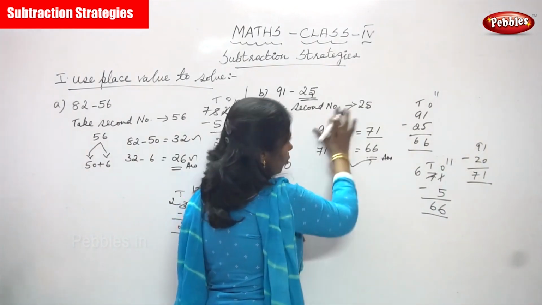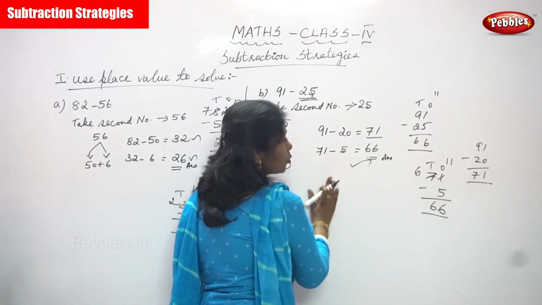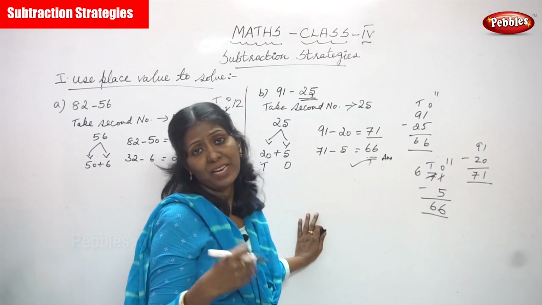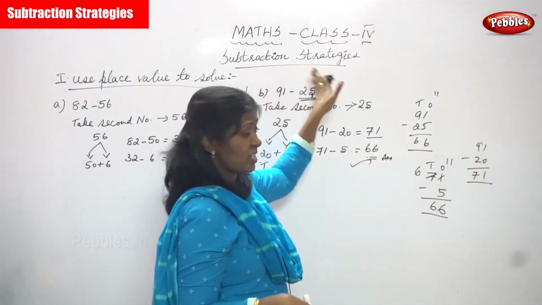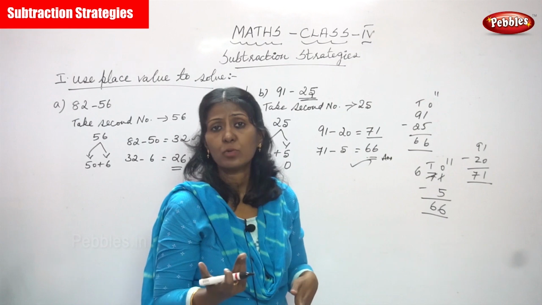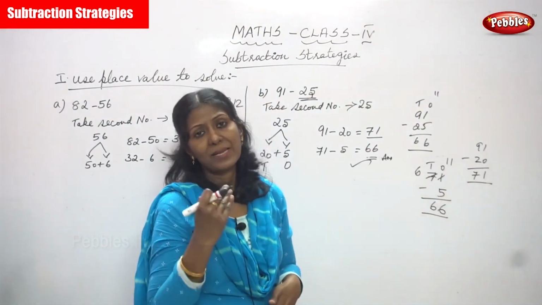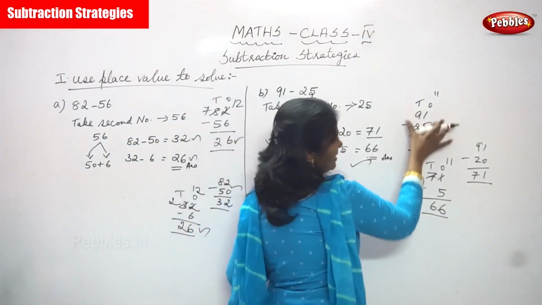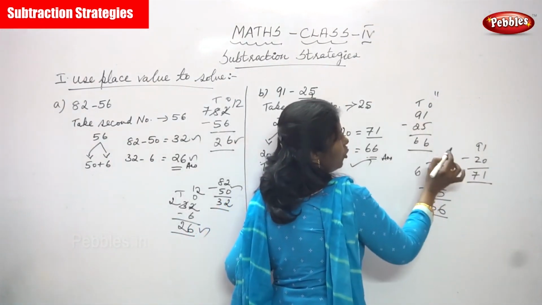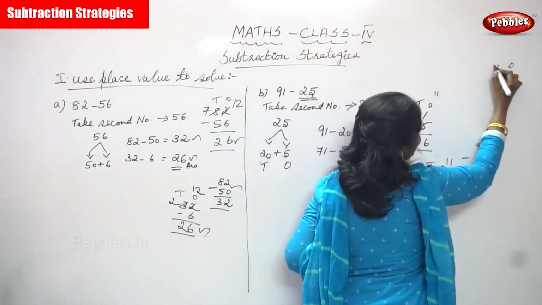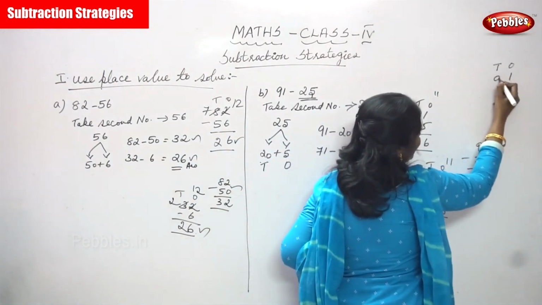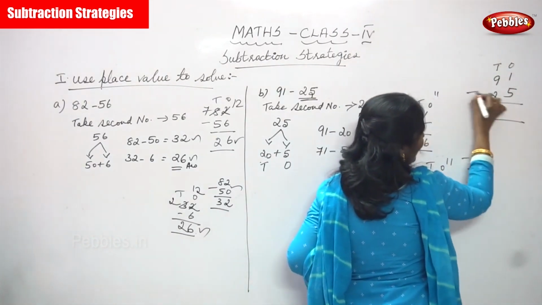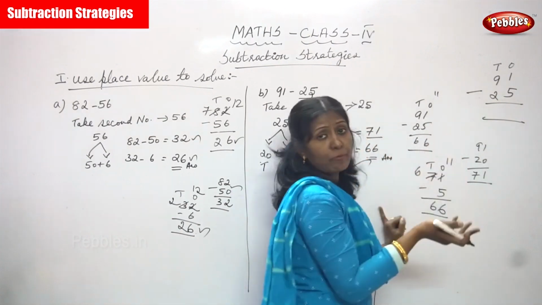So this is the subtraction strategy, and the method we are using is the place value method. But this is a general subtraction, where there is no strategy, just ones and tens. 91 is the first number and the second number is 25.